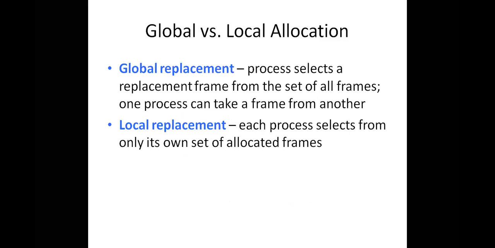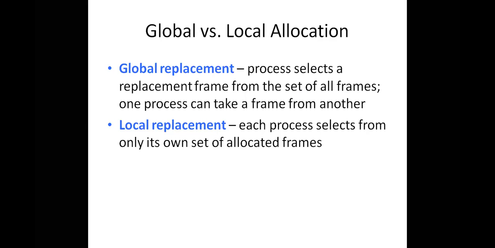And the next one is global versus local allocation. What is global allocation and what is local allocation? In the case of global allocation, the process can select frames from other processes. The process can select frames which were allocated to some other process. For example, in a machine, there are 4 processes, P1, P2, P3, P4. So P1 can use the frames which are allocated to some other process.